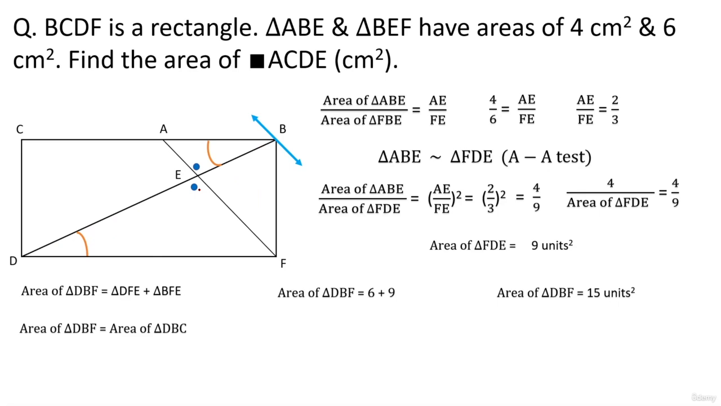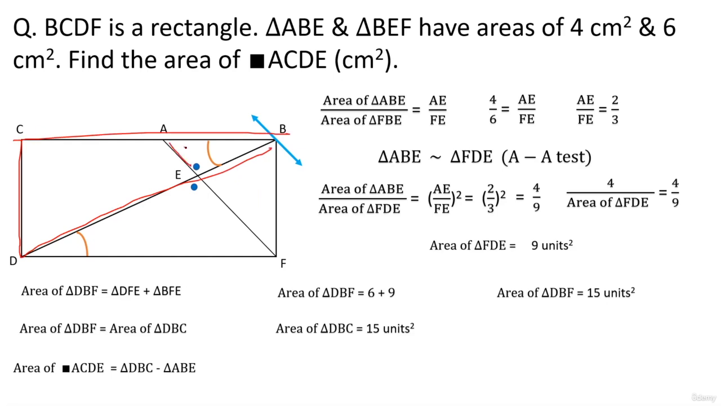So area of triangle DBC भी कितना हो जाएगा? 15. उसमें से आप सिर्फ अब क्या करोगे? आप area of triangle ABE निकाल दो. You get the required answer. Okay, from the big triangle DCB, this big triangle, you're going to subtract the area of ABE जो आपको दिया हुआ है question में, right? Which is equal to 4, right? So the answer is 15 minus 4 equals to 11 unit square.